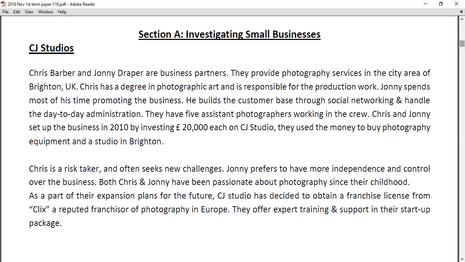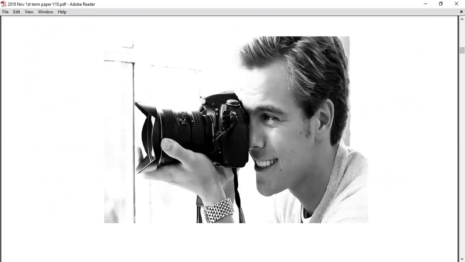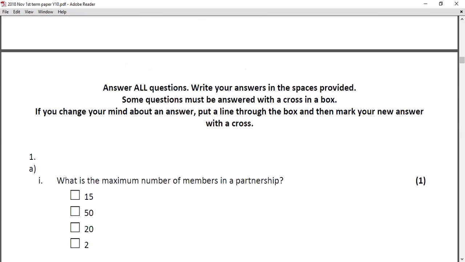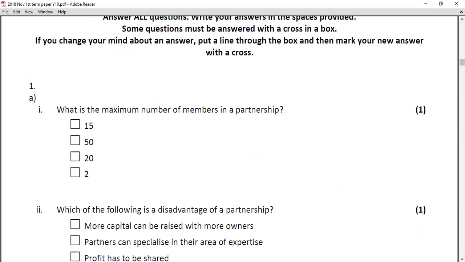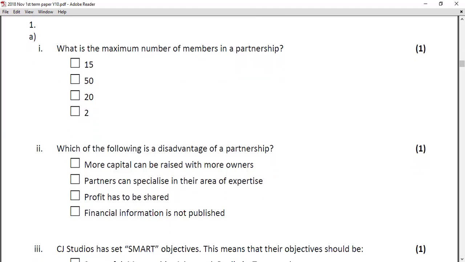Okay, let's go to the questions. You can see the photographic thing, right? Nice photographer. Okay, let's go to the MCQ questions. MCQ question number 1: what is the maximum number of members in a partnership? In this very interactive session, you can use the chat line to communicate with me.